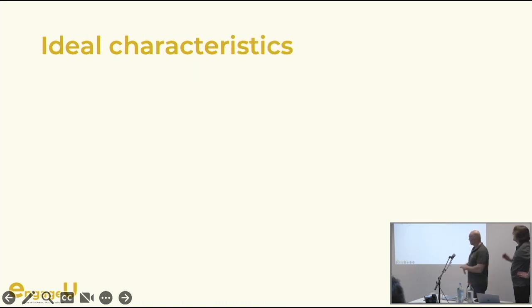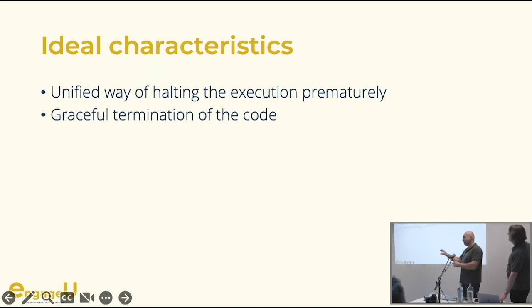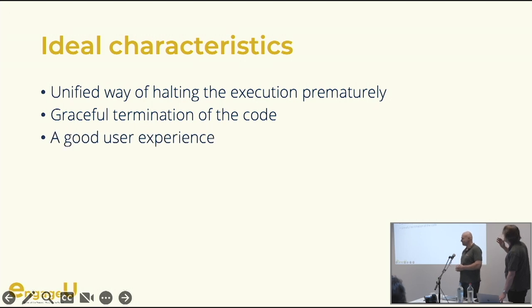Okay. Let's have a look. What ideal characteristics do we want from a solid error handling engine? First of all, we want a unified way of ending the execution in case it cannot continue. We don't want one developer using one way, the other one something different in one project. Graceful termination of the code. So when it quits, it does it in a nice way. It tidies up after itself. It doesn't leave any windows hanging anywhere.